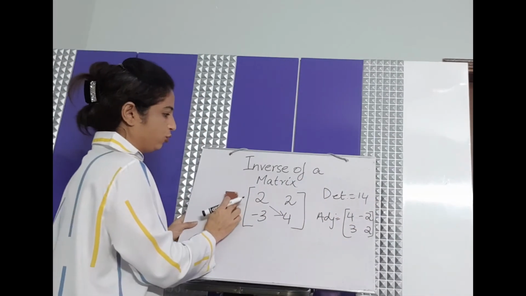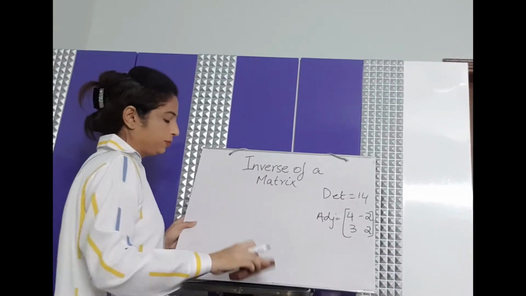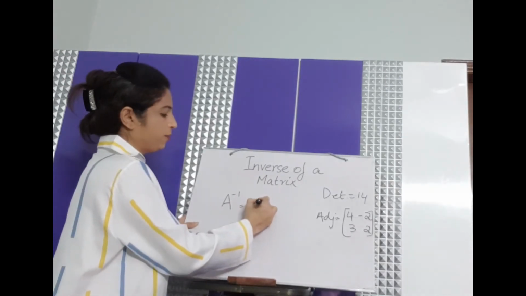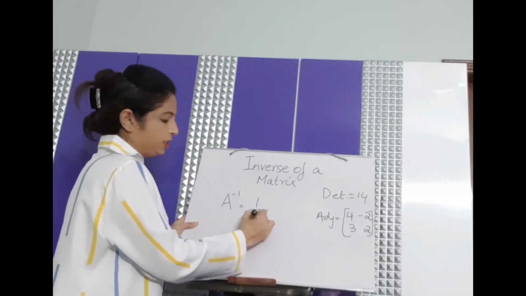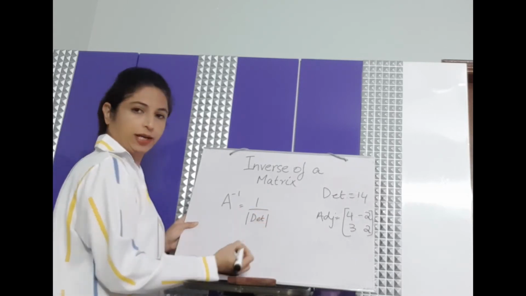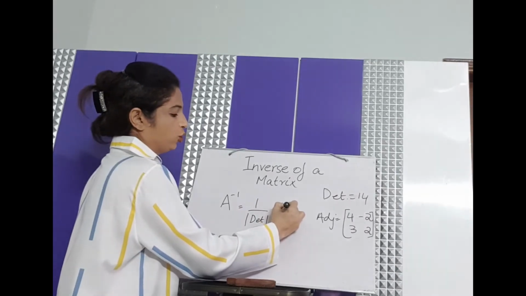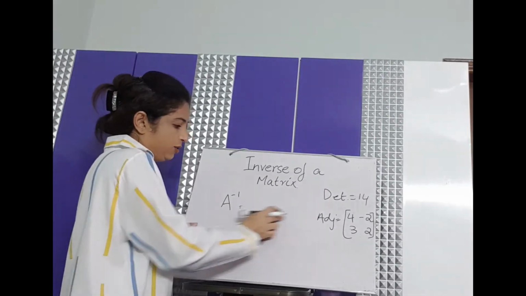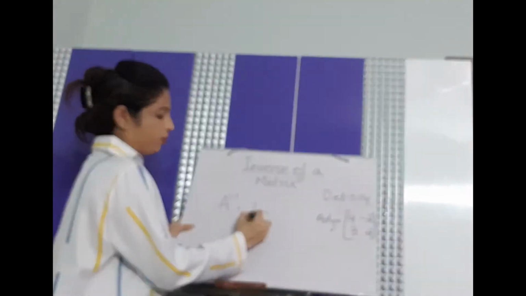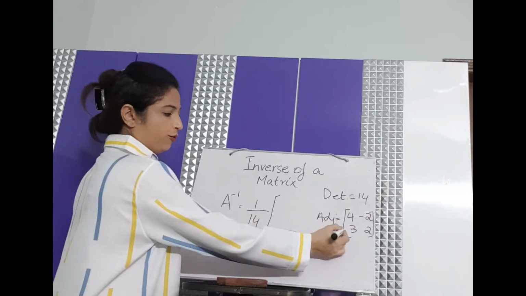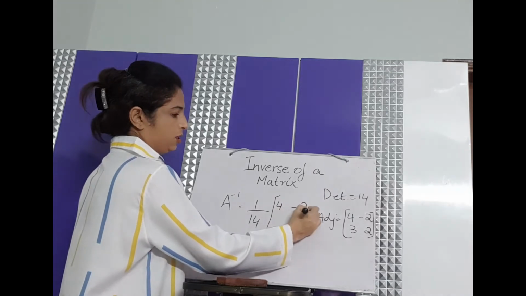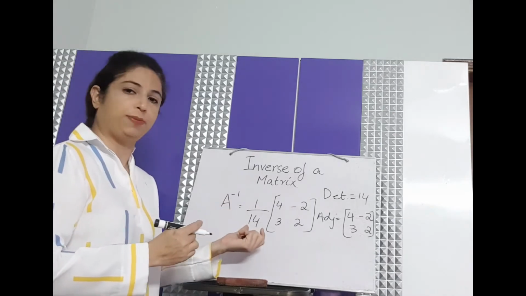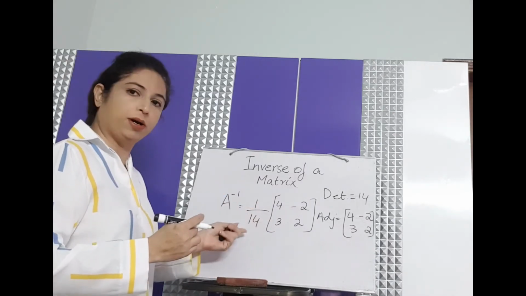Now what we have to do to find out the inverse of the matrix. Inverse we write like this. Inverse of the matrix is 1 upon determinant, and then the adjoint of A. Okay, and now let's place the values. So A inverse will be 1 upon 14 and the adjoint of A we just wrote here, so it will be this. And now it is just simple multiplication of a scalar number with the matrix.